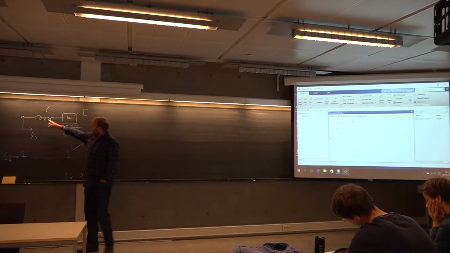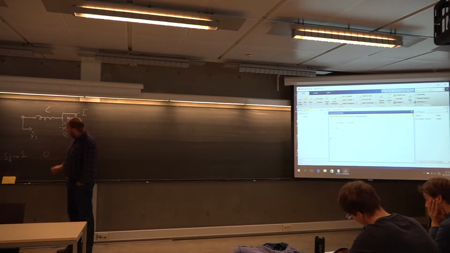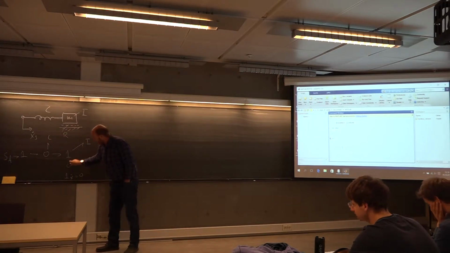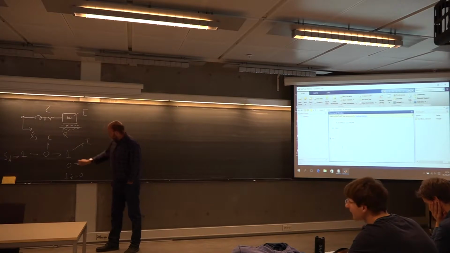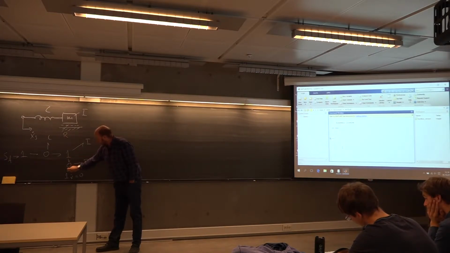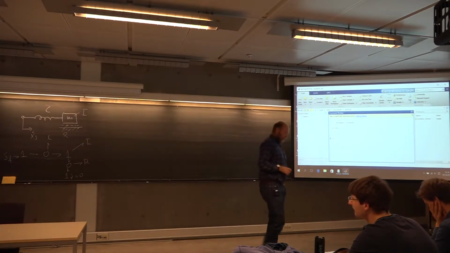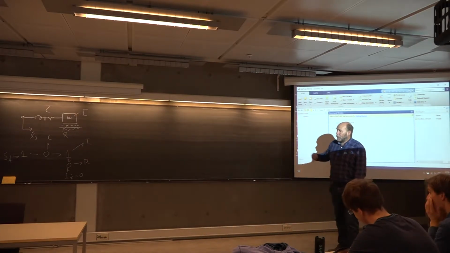Here, a spring I insert with a 0 junction like this. And the resistance here also with a 0 and R. So there you have the raw total bond graph for this problem. And now simplify.